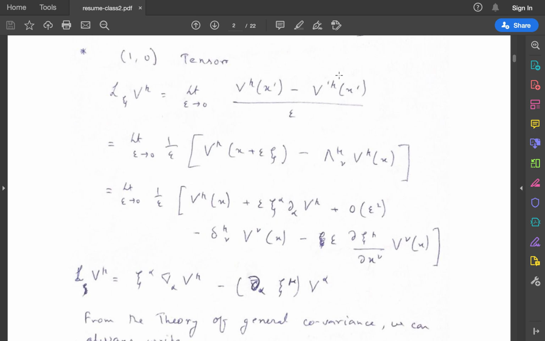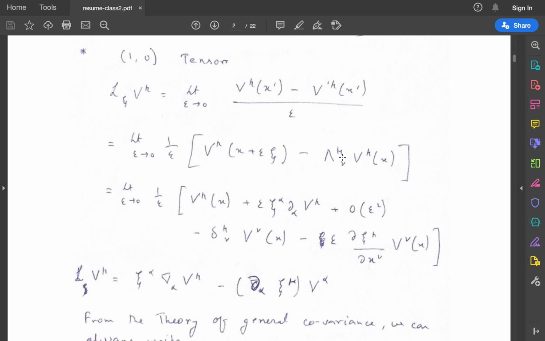Okay, so this becomes this in terms of the old vector, and this can be expanded around x. This x prime can be expanded around x along this line. Now if I expand this, this becomes v^μ(x), and this becomes ε ζ^α ∂_α v^μ. Higher order terms are neglected, so it is written like that.